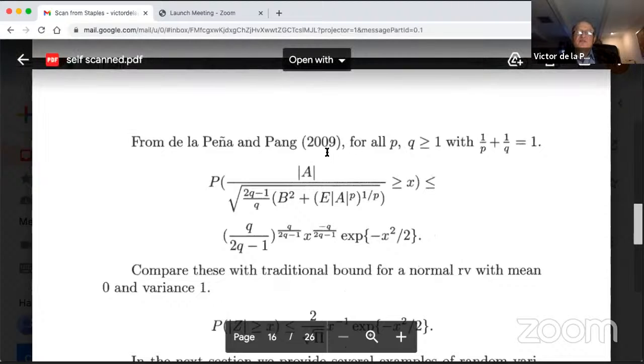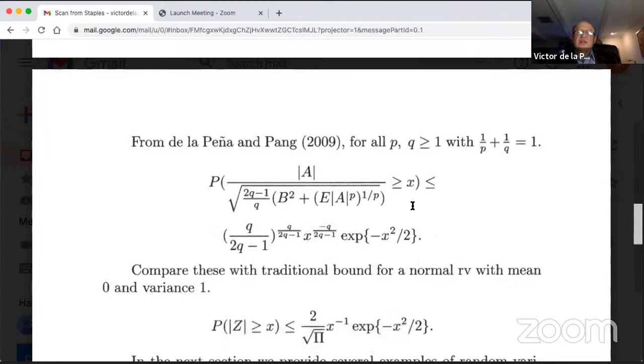So in a later paper in 2009, we obtained the following. Under the assumptions of the canonical assumption, we can get that this is less than or equal to x to a negative power times e to the minus x squared over 2. So really the tail of the variable that we obtain is almost Gaussian. By adding a term here, you get sub-Gaussianity.